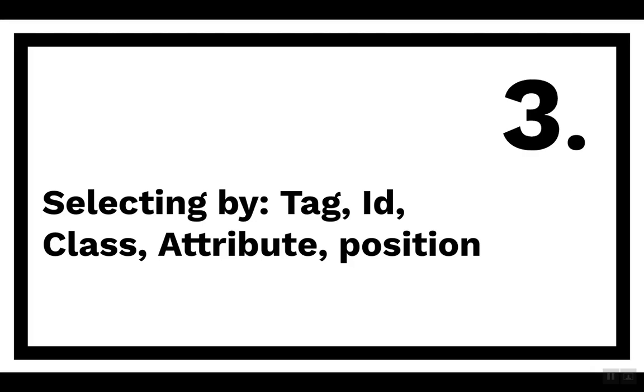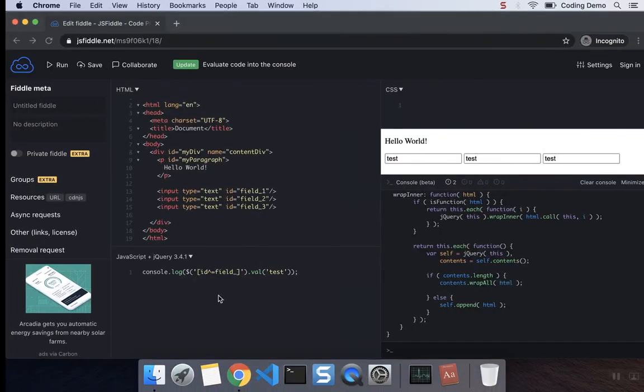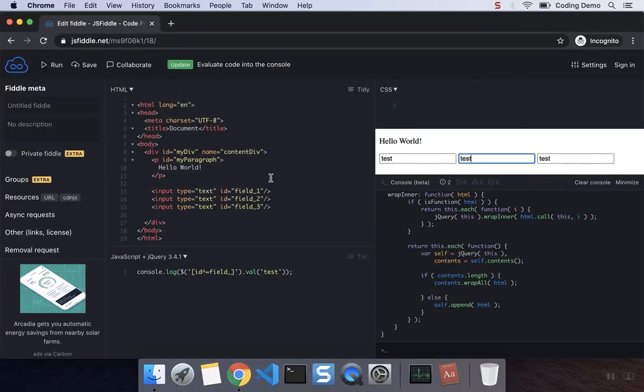So let's look at selecting by tag, ID, class, attribute, and position. For ID, we already covered selecting elements by ID in the previous session, do you remember? The way we do this is by using the pound symbol followed by the ID selector. Let's say in this case you want to log this out. What I would do is I'll say console.log, put in a $ sign, and I'll say pound, and let's say I want to log out field 1. All right, save this.